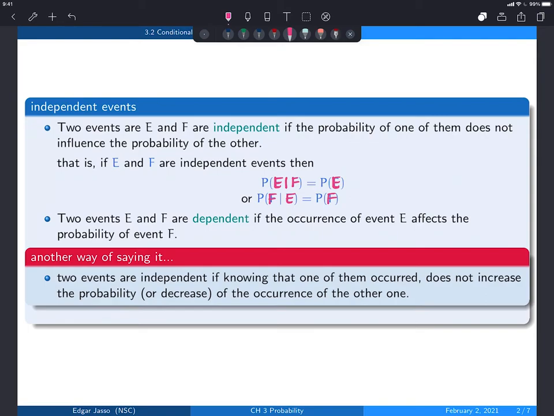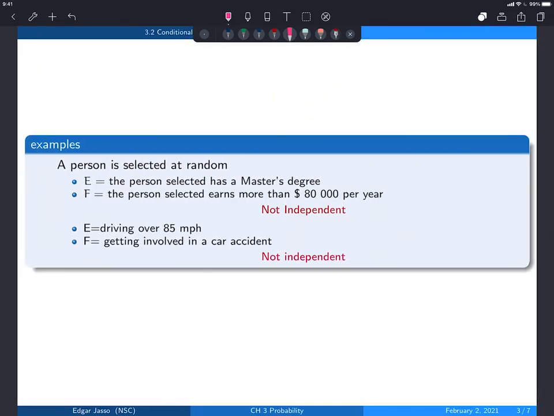So two events are going to be dependent if knowing that one happened affects the probability of the other one. It's the same, but backwards. So another way of saying this is that knowing that one of them occurred does not change the probability of the other. So my silly examples here are, pretend you select a person at random from the street or from a mall, and you ask them two questions.